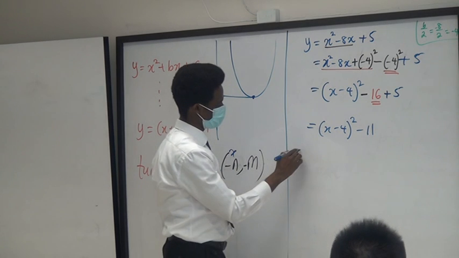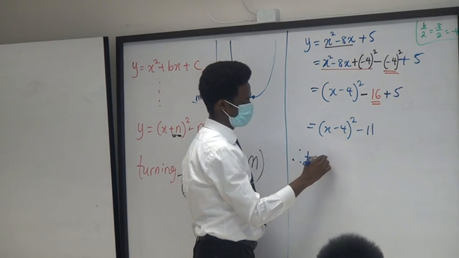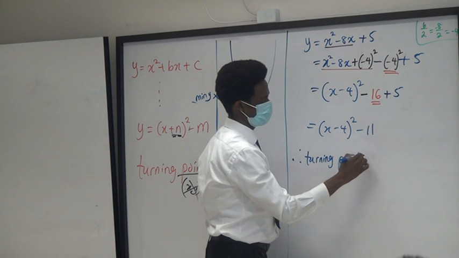So Mr. Tomas, complete that for me. The turning point is what? It is (4, minus 11). Good.